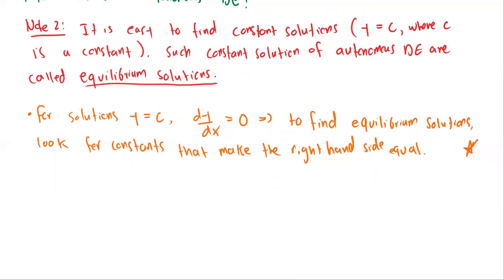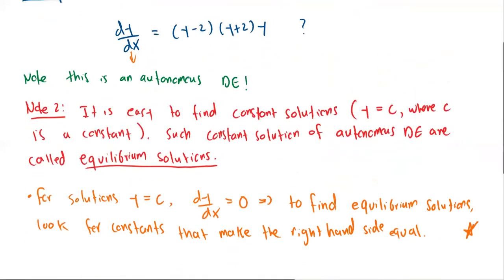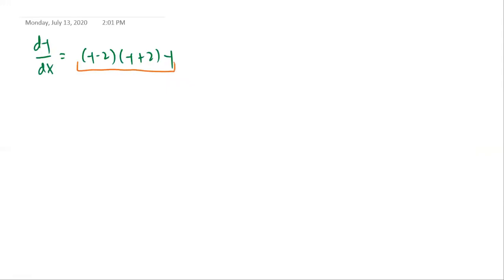So let me rewrite the differential equation. Let's go to another page. So we have dy dx equals y minus 2 times y plus 2 times y. As we saw in the previous slide, if we want to find equilibrium solutions, all we need to worry about is finding constants that make the right-hand side equal to 0. So when is y minus 2 times y plus 2 times y equal to 0?